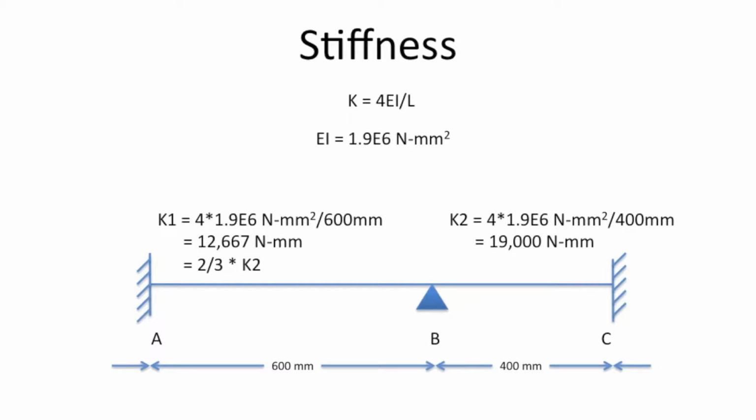The stiffness of a beam is given as 4EI over L. In this particular case, EI equals 1.9 times 10 to the 6th Newton millimeters squared. Therefore, for span AB, K1 equals 12,667 Newton millimeters, and for span BC, K2 equals 19,000 Newton millimeters.